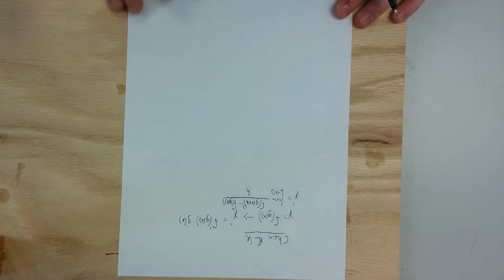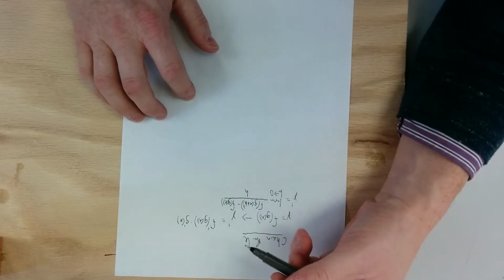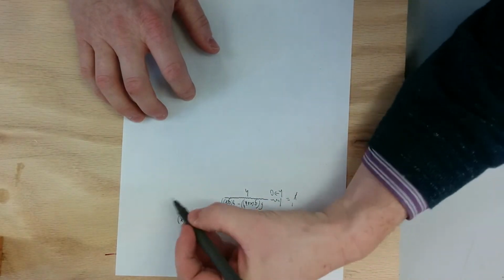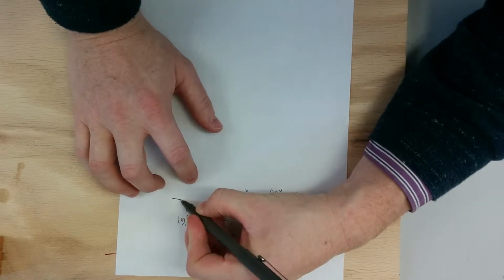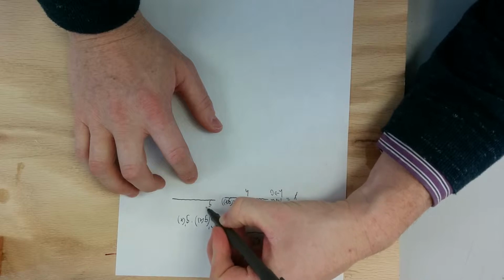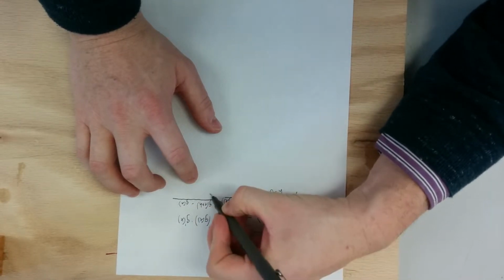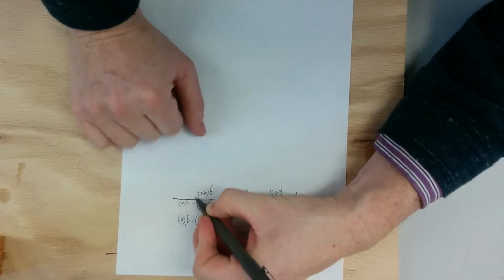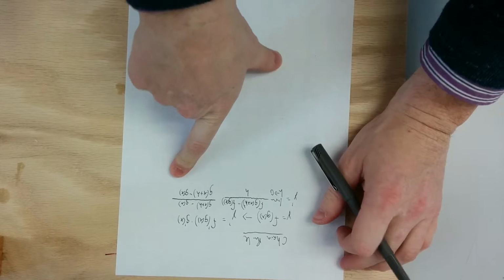So what we're going to do is create, or multiply by, another fraction in order to better manipulate it. So we multiply here by g of x plus h minus g of x over g of x plus h minus g of x. This is going to give us something to talk about.